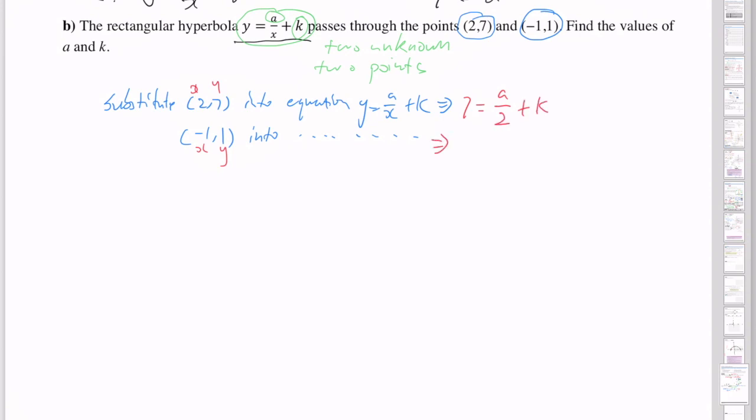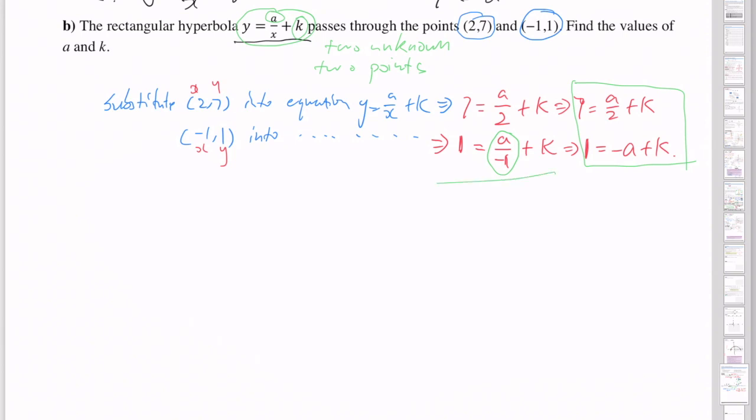We do the same thing for the second point: when y equals 1, x equals -1, so 1 equals a over -1 plus k. Now let me rearrange it. That will give me 7 equal to a over 2 plus k, and 1 is equal to a over -1, which can be written as -a plus k. Now let me rewrite it over here: 7 equal to a over 2 plus k. That's my equation 1.